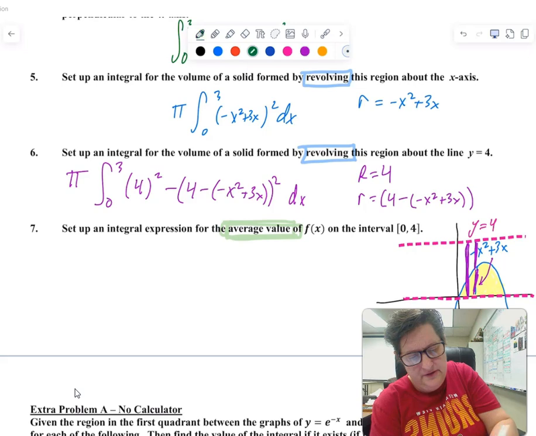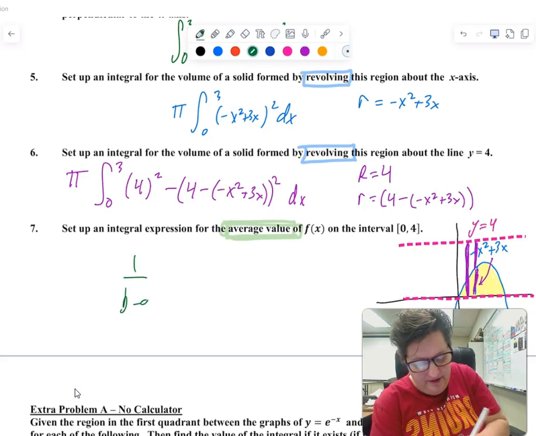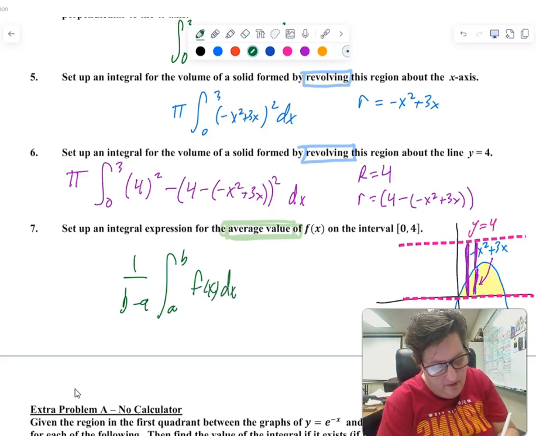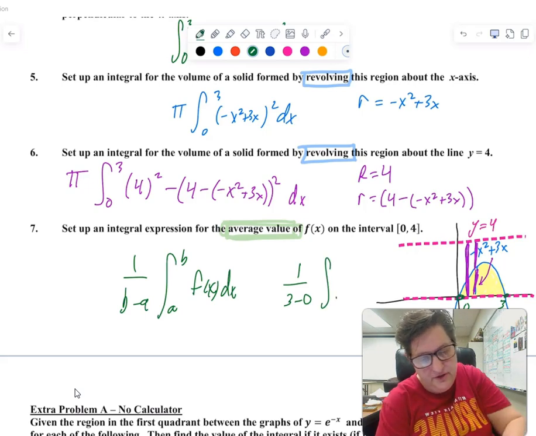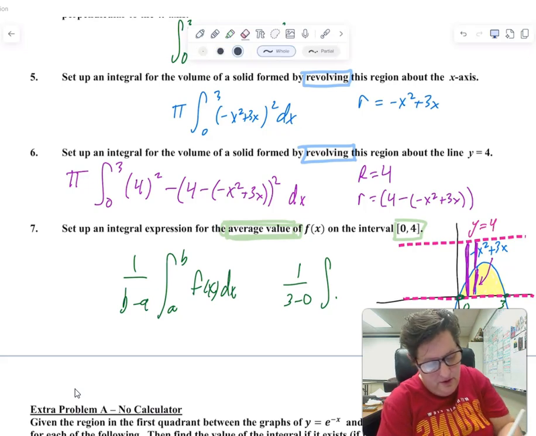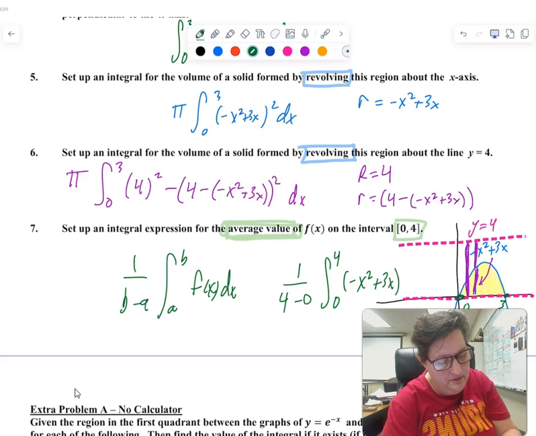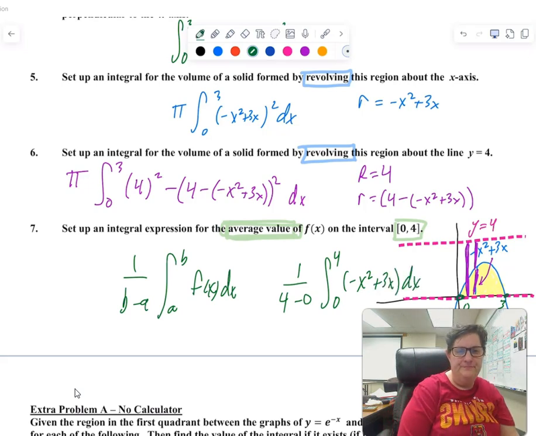Average value goes like this: 1 over b minus a, the integral from a to b of the function. Okay, so the average value of this function would be 1 over 3 minus 0, because that's where I'm going from, 0 to 3. Oh, actually, I'm sorry. It says on the interval 0 to 4. So I'm wrong. But I got that one. Okay, 1 over 4 minus 0, the integral from 0 to 4 of my function. And then that's my answer. Okay?